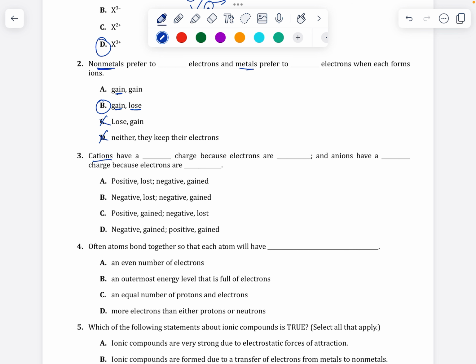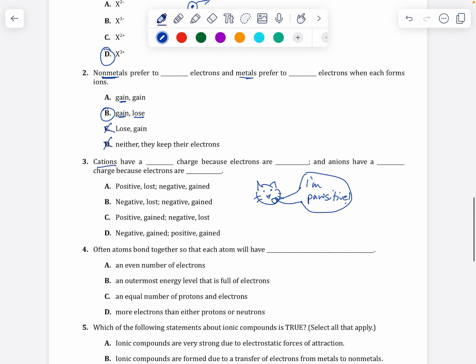Cations. Cats have paws. Let's draw a picture of a cat. Paws. They are positive. I'm positive. All right. So that you will always remember. So cations have a positive charge.